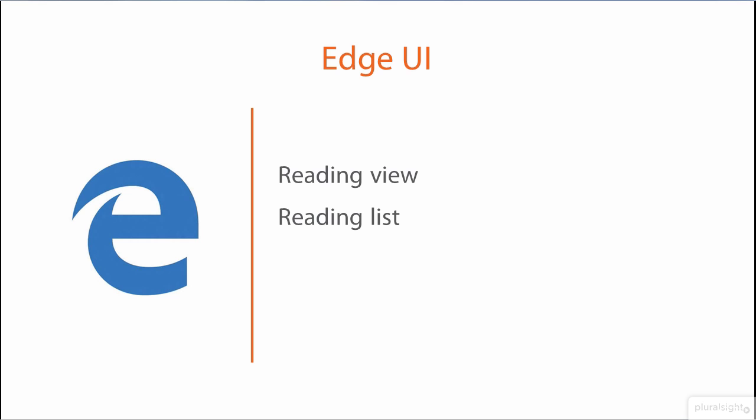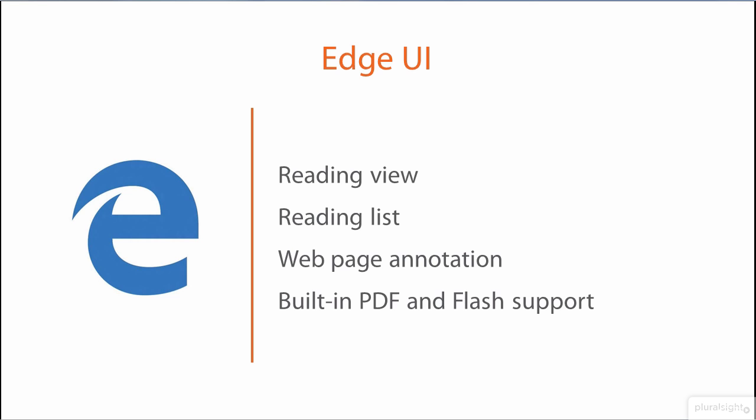Reading list gives you the ability to save a web page, or really a link to a web page, so that you can study it later. The ability to highlight, scribble, put text annotations on a web page and save them. And then built-in support for Acrobat PDF and Flash content.